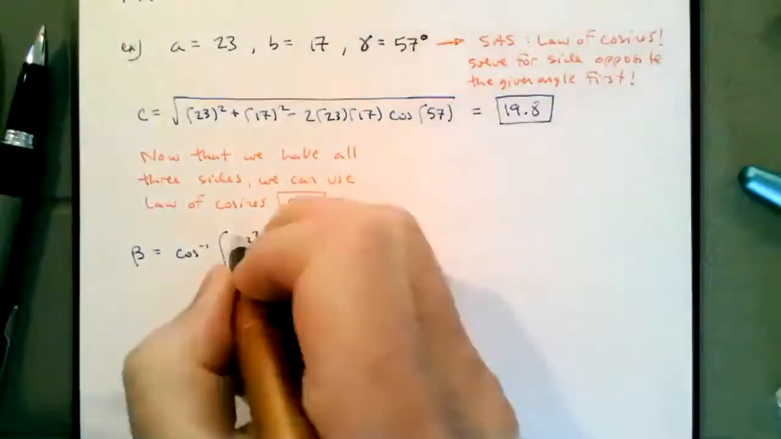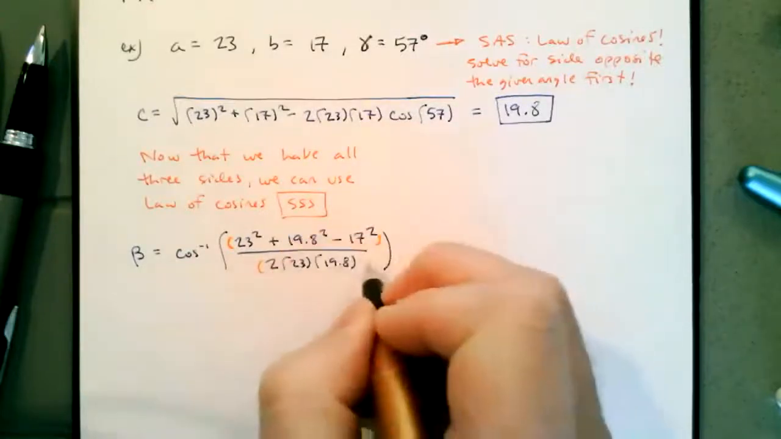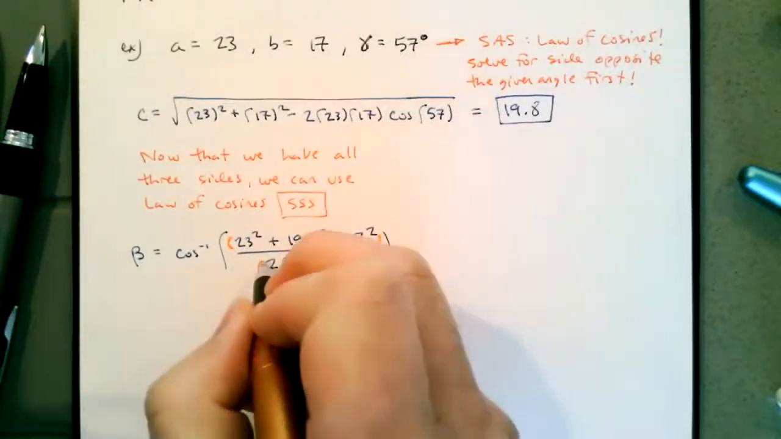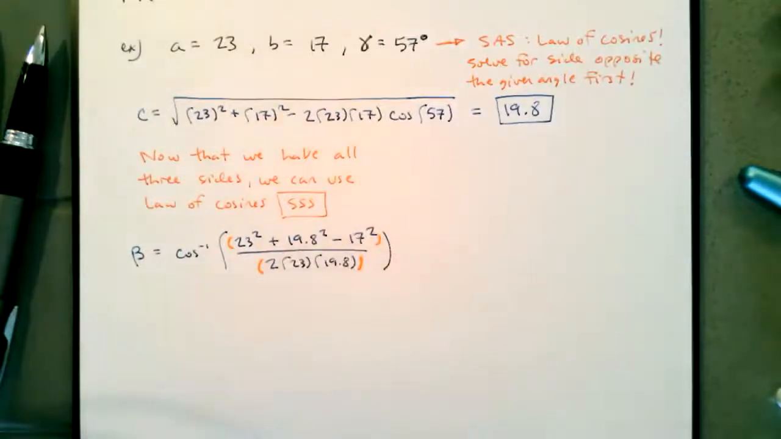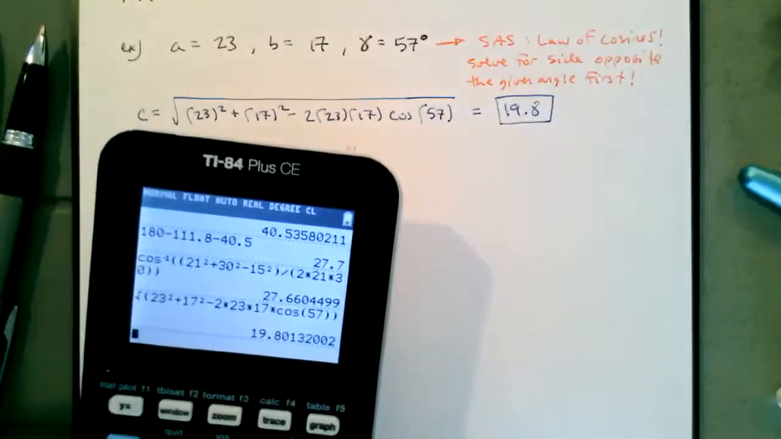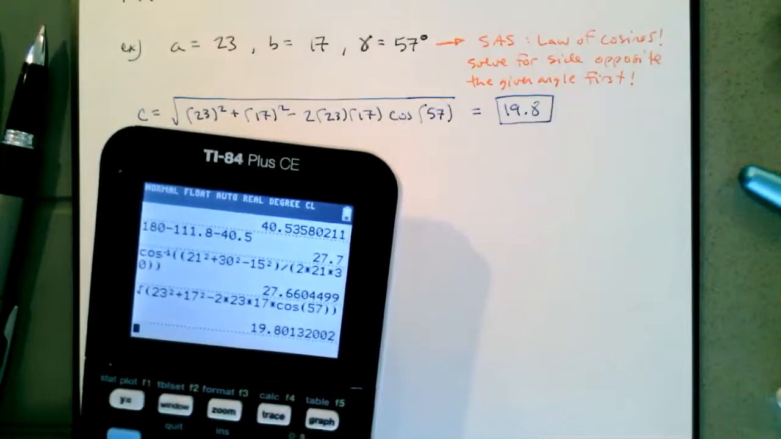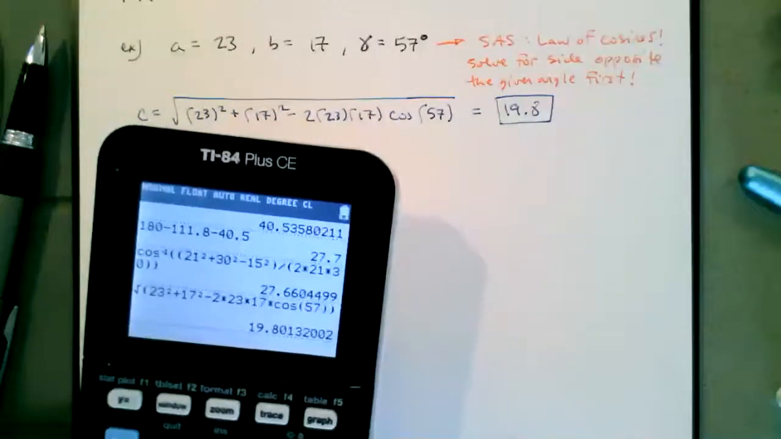Now, I'm still going to need parentheses around the numerator and parentheses around the denominator, because my calculator has to write everything in single line syntax. My calculator doesn't know where I want the numerator and the denominator of my division symbol to be, so I'm going to use an extra set of parentheses to make sure. I also don't want to round off this 19.8, because what if the 0.80132002 could make a difference?